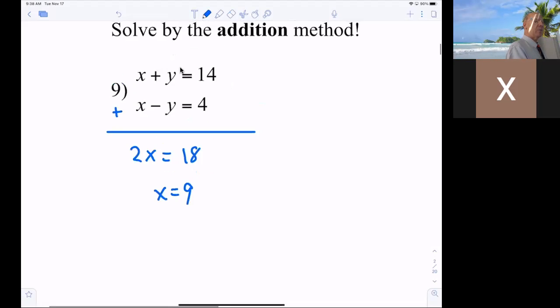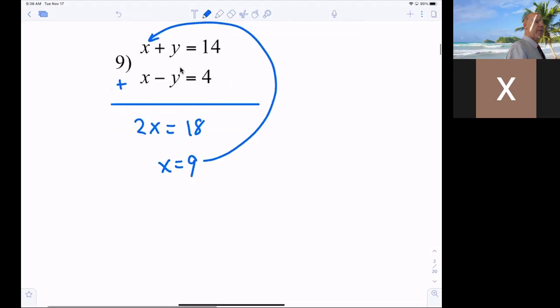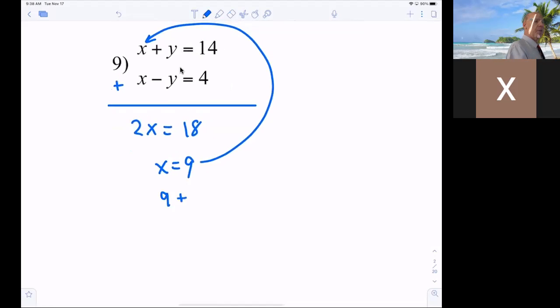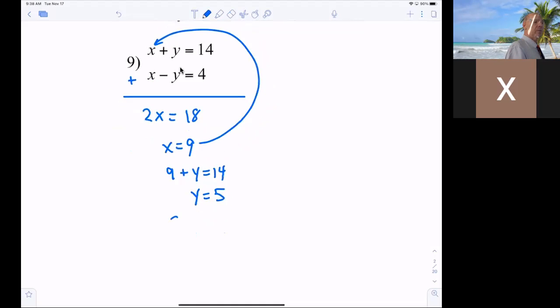Now that I know x equals 9, I just come right up here. And that's what? 9 plus y equals 14. So y equals what? 5. So the solution is what? 9 and 5. 9 comma 5. That is correct. 9 comma 5.